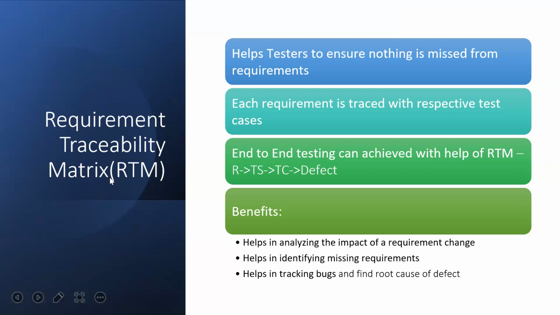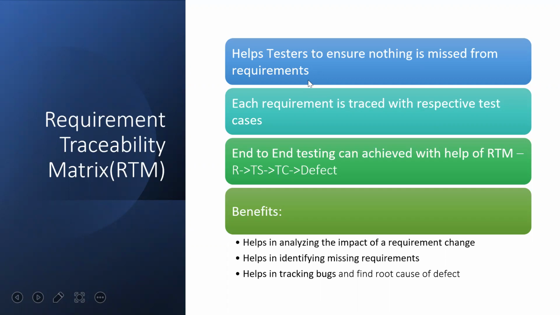So here we have requirements, test scenarios, test cases, and defects. How are we going to map all these things? That is done in a requirement traceability matrix. It helps testers to ensure nothing is missed from the requirements. All the requirements will be mapped to your test scripts, your test cases, and your defects also.